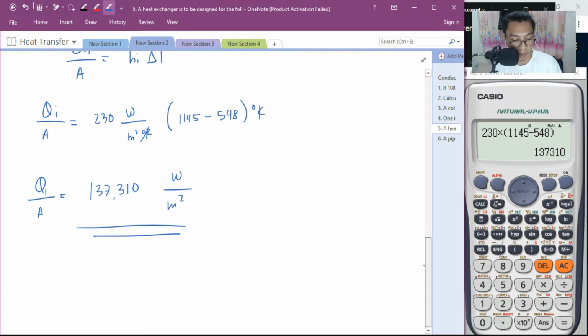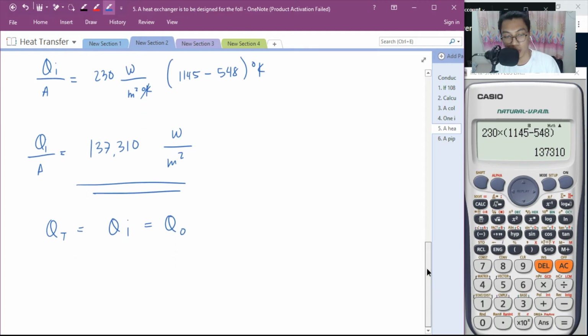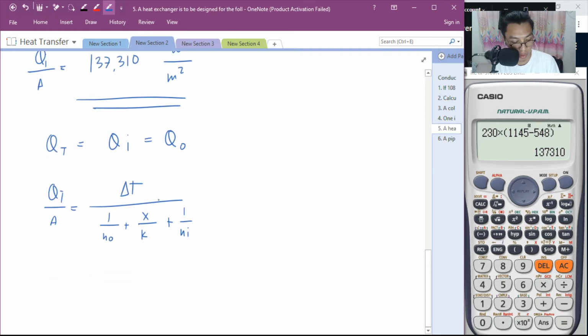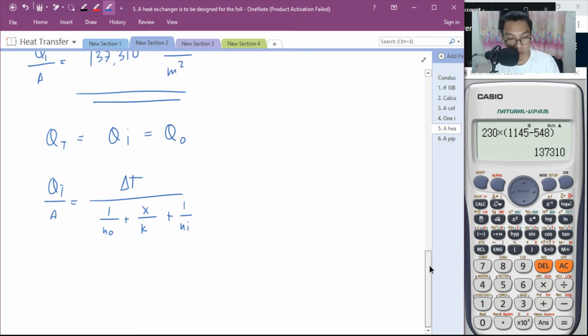Yan na yun. Ang sinabi ko dyan that the Q total is equal to QI is equal to QO. O ngayon, meron tayong QI over A. O dito, QT over A will be equal to delta T over 1 over HO plus X over K plus 1 over HI. Ang hinahanap natin is na maximum thickness. Okay? Meron ba tayong delta T? Yes, meron tayong delta T.